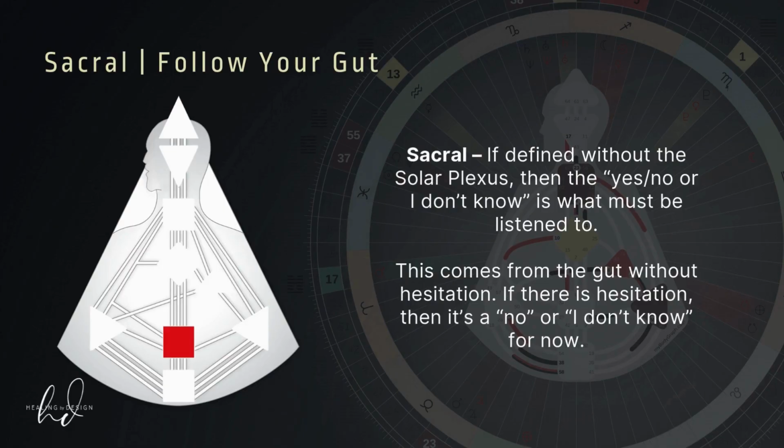Those with sacral authority are generators, with the response mechanism of their sacral providing audible authority through sounds or words. With sacral authority, you can know immediately if you have the energy for a given task and whether participating in it is likely to be productive. For sacral authority, it's all about following your gut.